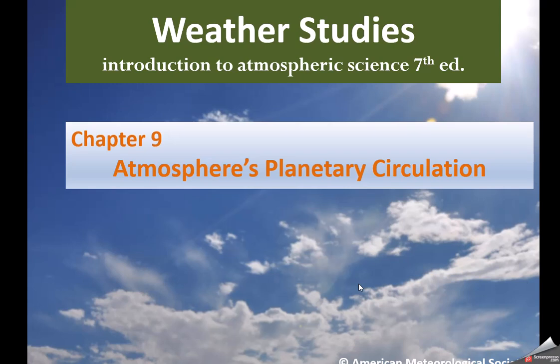So we're going to finally put all what we learned together. We've talked about all the different atmospheric variables and how they influence temperature, how they influence pressure, how they influence wind circulations, how they influence moisture. Well, we're going to take a look at the whole planet now and see if we can come up with what would be an average circulation for the planet as a whole.